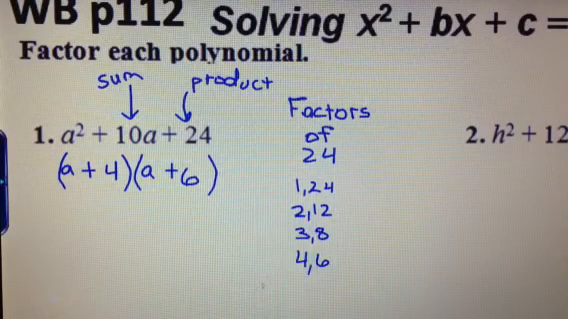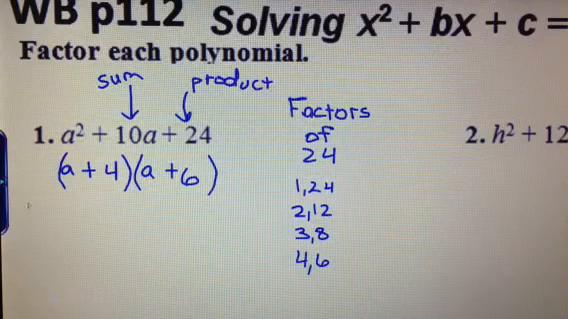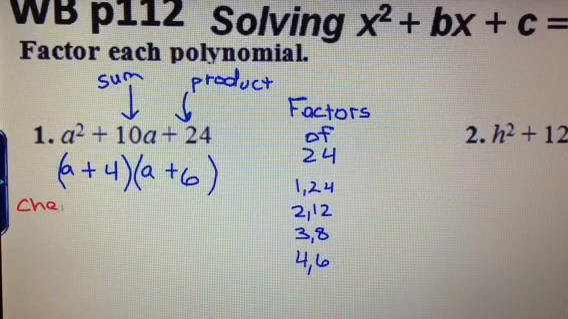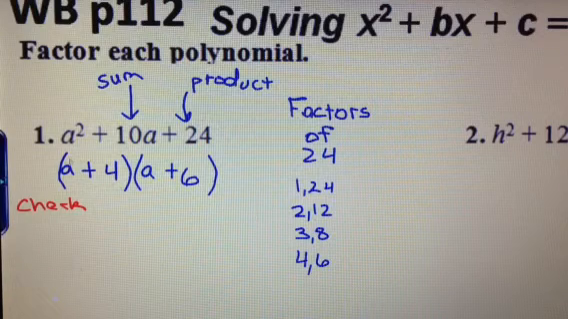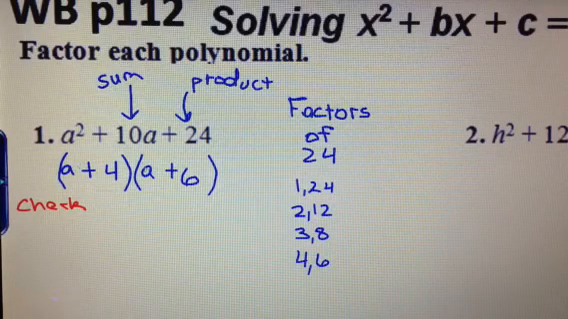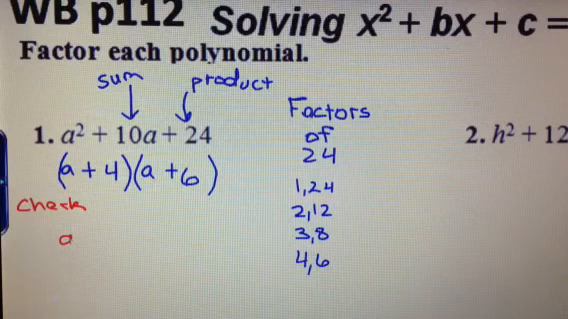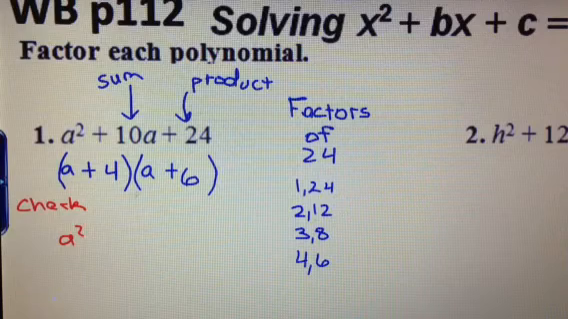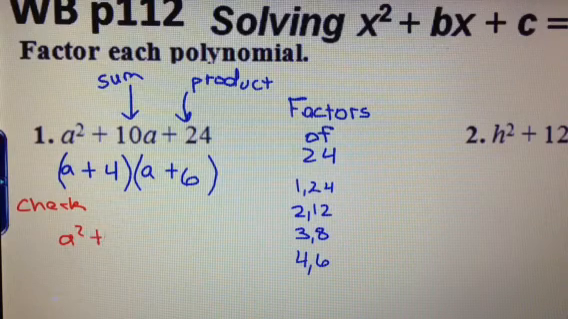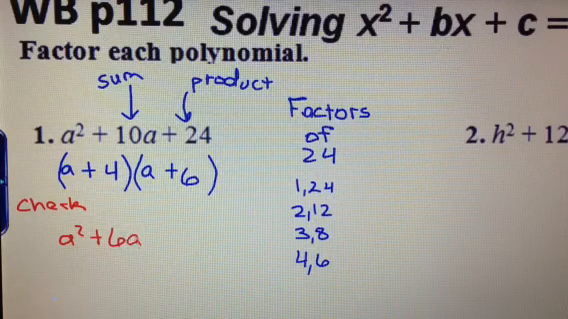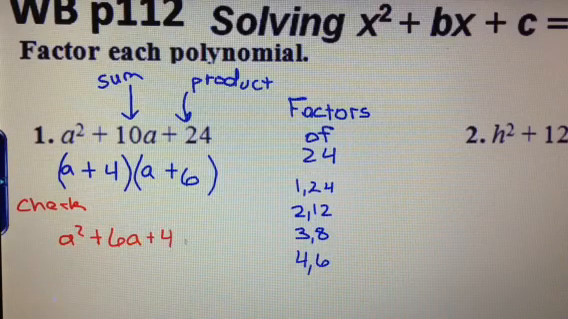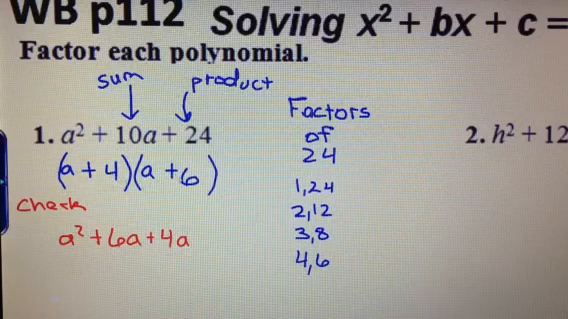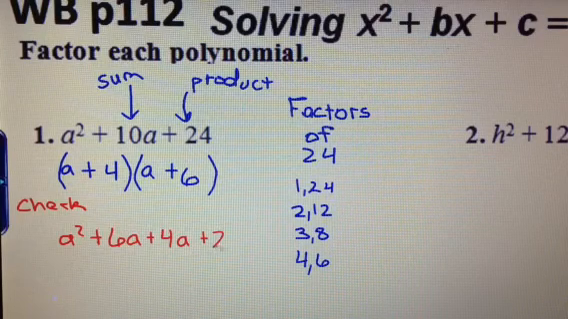That's our final answer. But I just want to show you that it does in fact check. So if we did the FOIL method here, if we multiplied, we'd do first times first. A times A, that's A squared. If we did outside, O for outside, A times 6 is 6A. I stands for inner, 4 times A is 4A. And then L stands for last, 4 times 6 is 24.